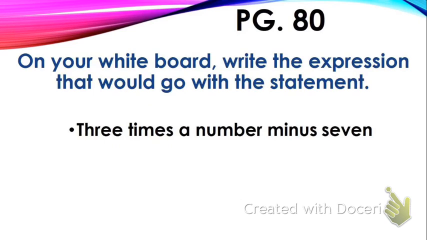So on your whiteboards, I want you to write 3 times a number minus 7. 3 times a number minus 7. Throw it away if it's dead. 3 times a number minus 7, yes. Yes, use a variable where it says a number, but that idea is absolutely correct. I want you to use a variable where it says a number, yes.